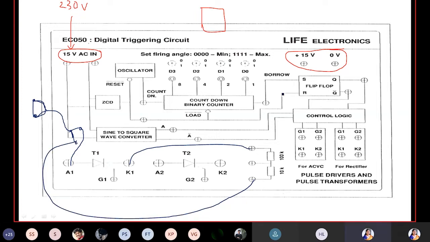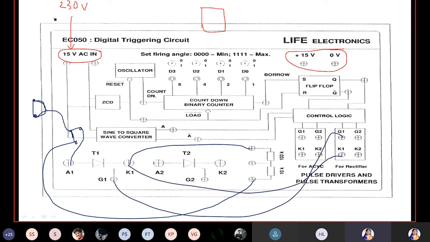I'm showing the connections here because this is the same circuit diagram which you see on the kit, and you'll be doing the connections like this using wires. You use wires in the analog electronics lab, right? The same wires you'll use here. We'll give you the plug, and you will connect it to the 230 volts main supply. One terminal goes to the anode of the thyristor, and from the cathode you give it to the resistance. From the resistance it goes back to the supply, and G1 you connect to G1, K1 you connect to K1.